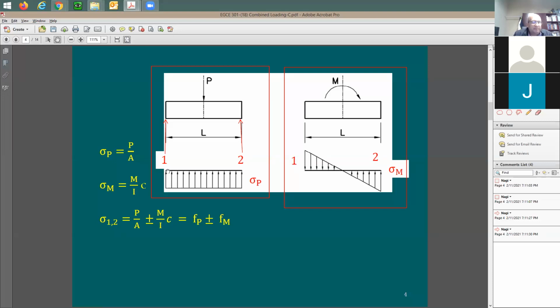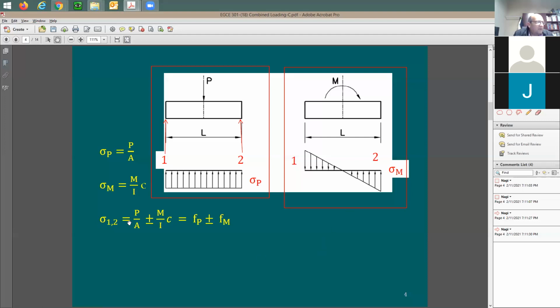How about point 2? Point 2, from the axial load, I have already some compression. Now, from the moment you're adding additional compression to it, so the compressive stress is going to increase because in this side it's going to be additive, and this side is going to be subtractive. So at point 1 is going to be subtractive, at point 2 is going to be additive.